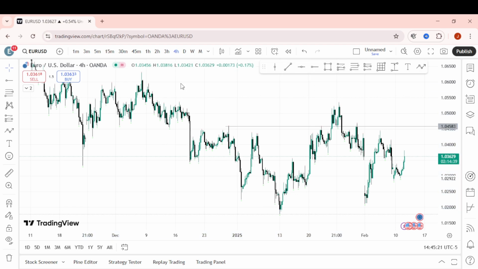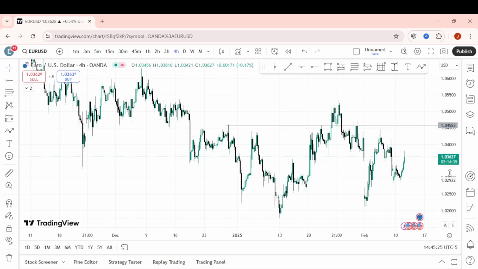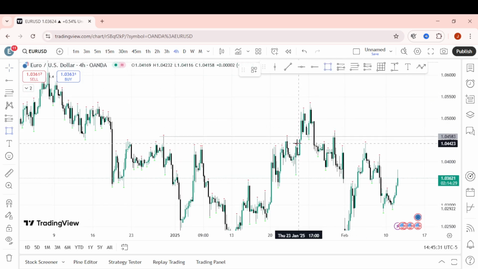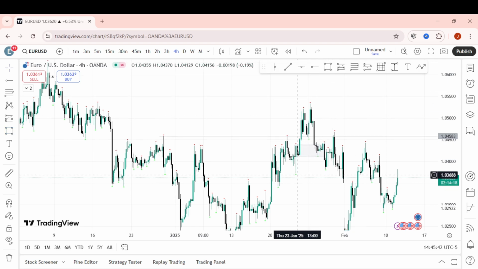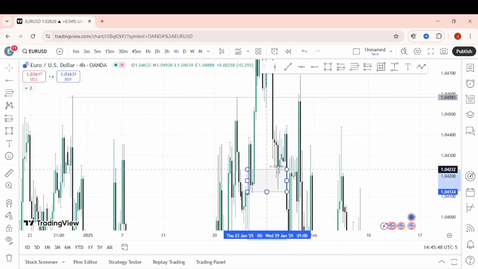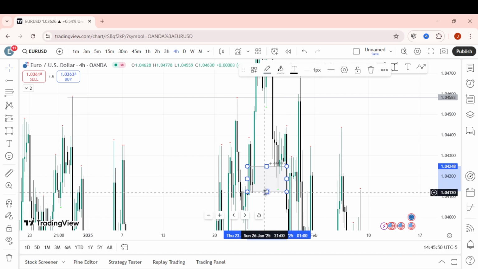So on a 4 hour time frame, according to ICT's model of entry, price is supposed to respect this certain order block. But as you can see right here, price did not respect it. Price didn't respect it. I think price came all the way down.